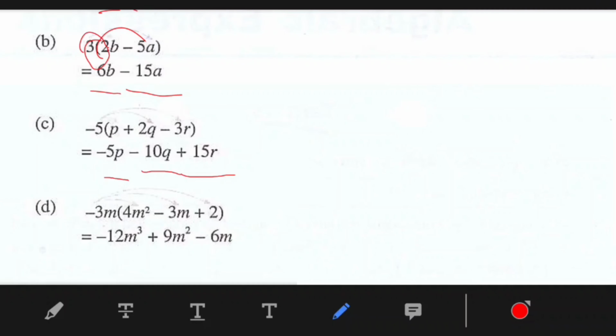And the last example, you have negative 3m outside the bracket, multiplied by positive 4m squared. You get negative 12m cubed. The powers of m are 1 and 2, so with the same base, add the powers. Now m has power 3. Now you multiply negative 3m by negative 3m inside the bracket, and you get positive 9m squared. Negative 3m multiplied by positive 2: negative times positive gives negative, so you get negative 6m.